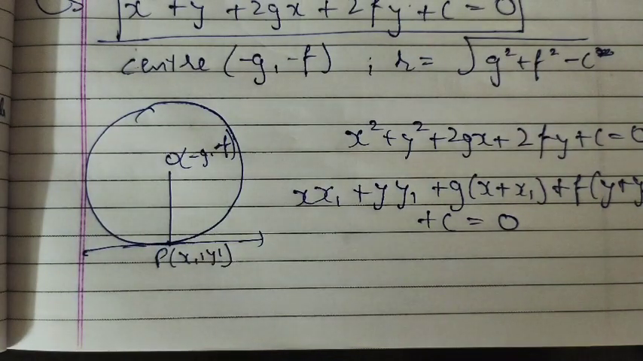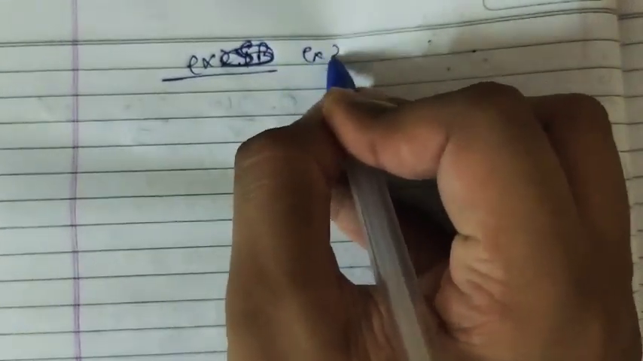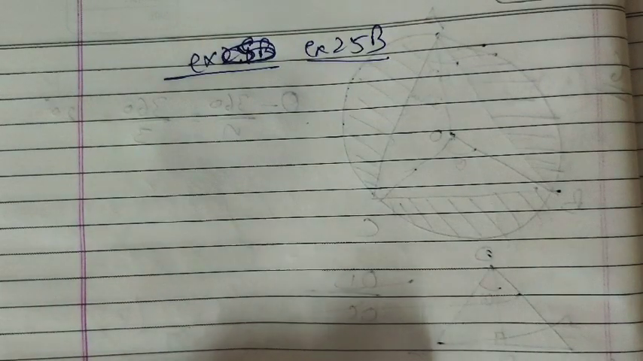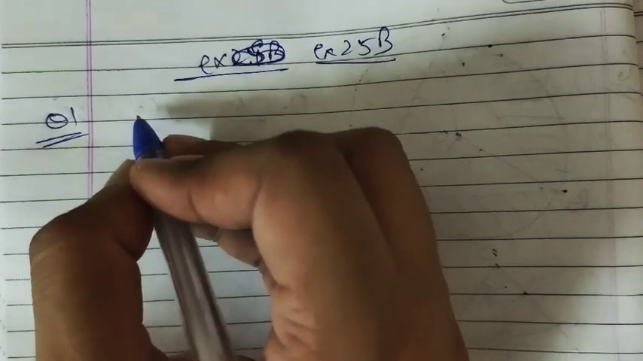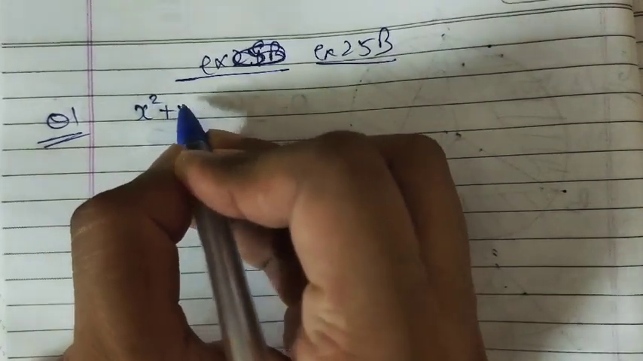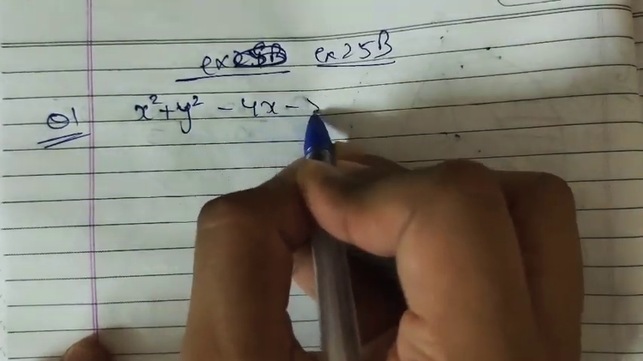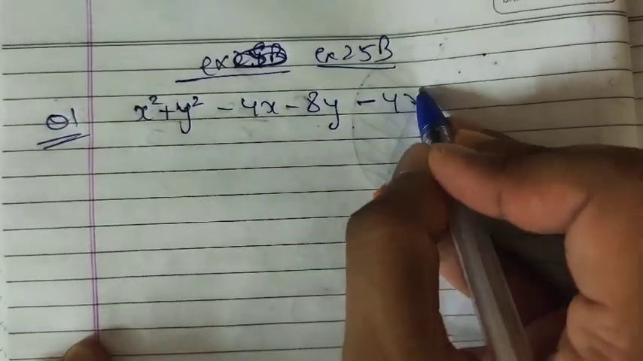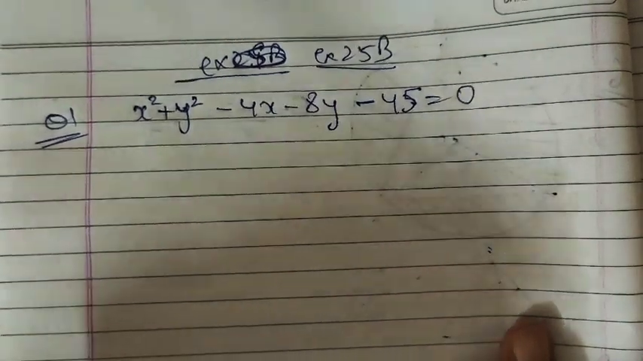So let's come to the exercise, 25b, sorry, actually it is 25b. Exercise 25b, question number first, find the center and radius of a circle. The equation of the circle is given: x square plus y square minus 4x minus 8y minus 45 is equal to 0, right? So this is the equation of a circle.